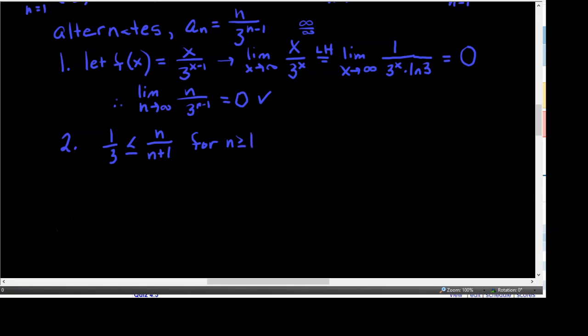Well, just do a few substitutions. The first substitution will give us 1/2. Is 1/3 smaller than 1/2? Yes. Now put in 2. 2/3. Is 1/3 smaller than 2/3? Yes. Put in 3. 3/4. Still less than? Yes. 4/5. 5/6. 6/7. 100 over 101. Yes, those are all bigger than 1/3. So that's a true statement.